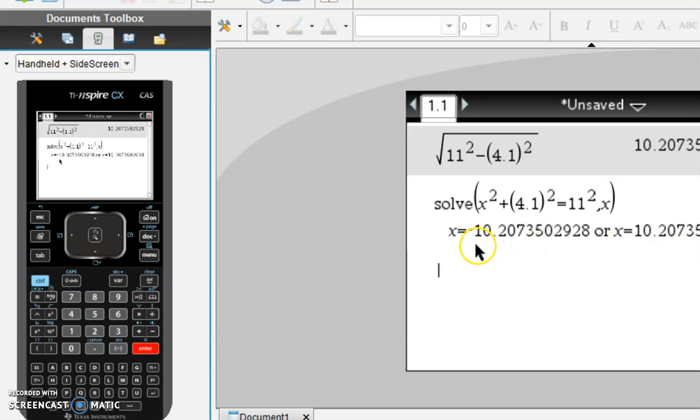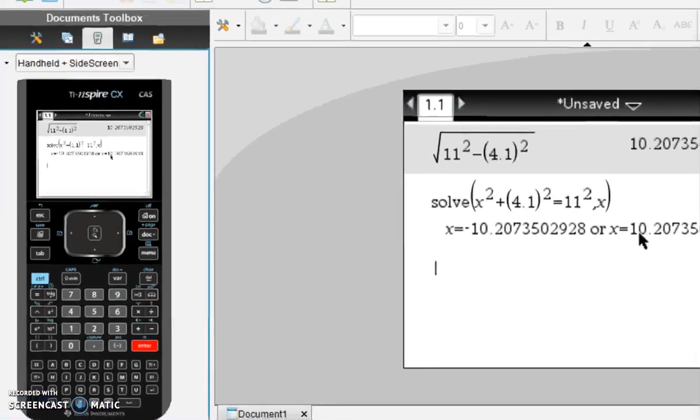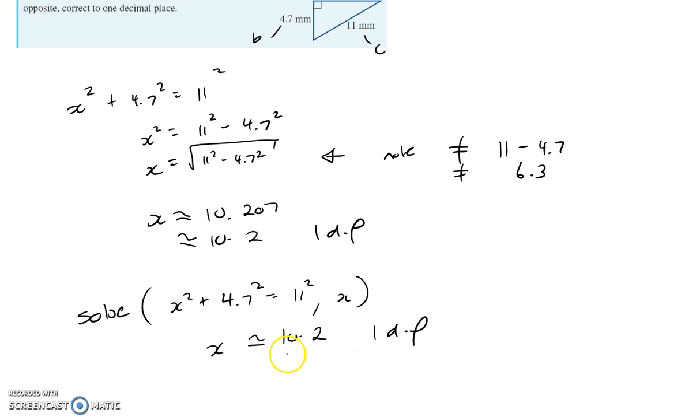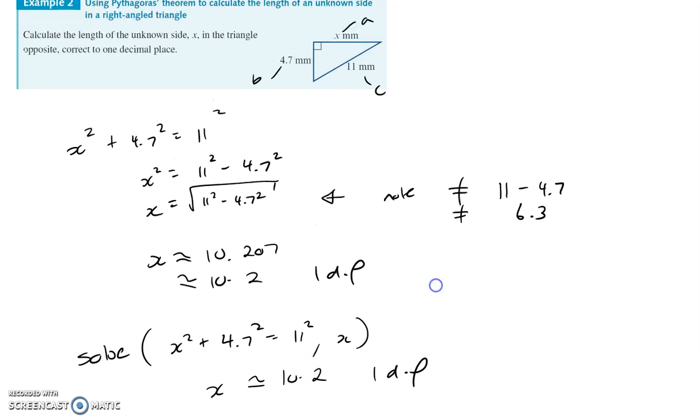Now you get the negative and a positive. So you need to think about the question: if it's a positive length, I'm only going to use the positive value. So put in your calculator x squared plus 4.7 squared is 11 squared for x, and out comes 10.2 to 1 decimal place. Only taking the positive one because this is a length. You can't have negative length.